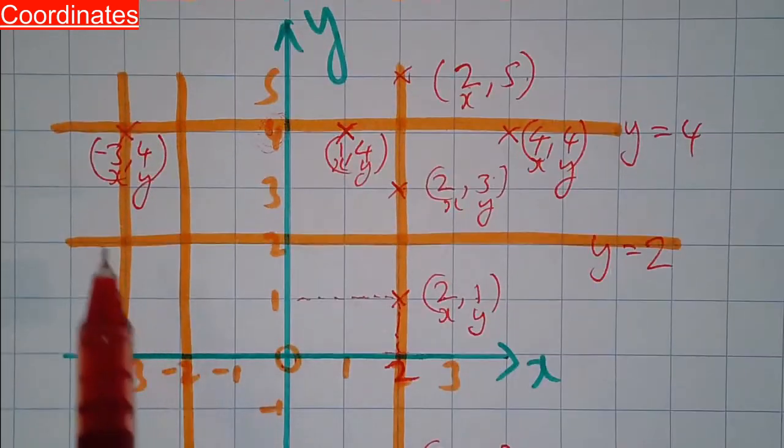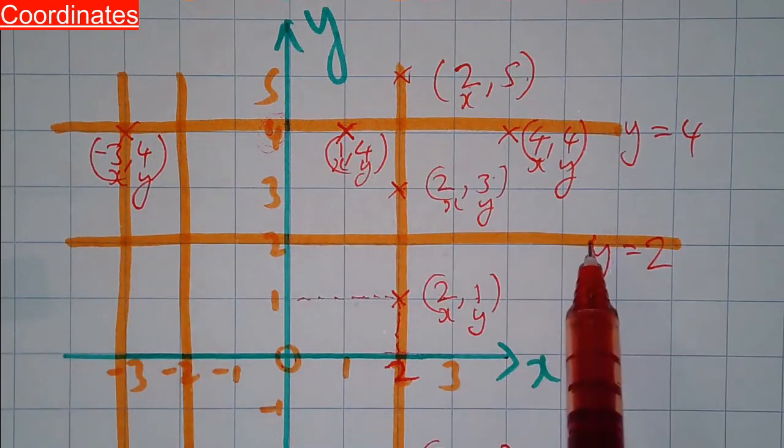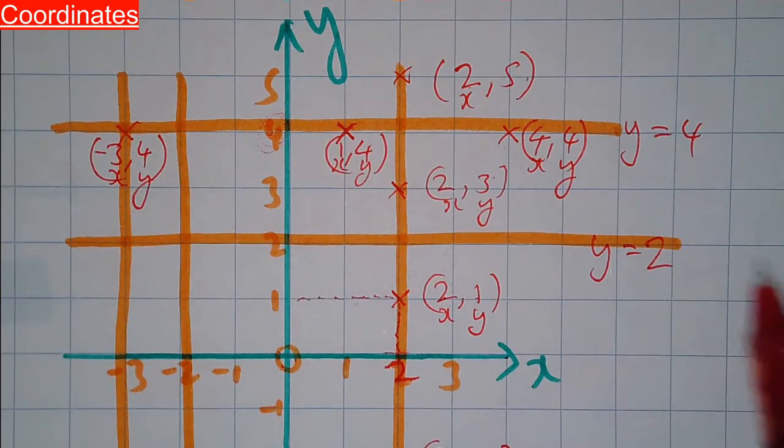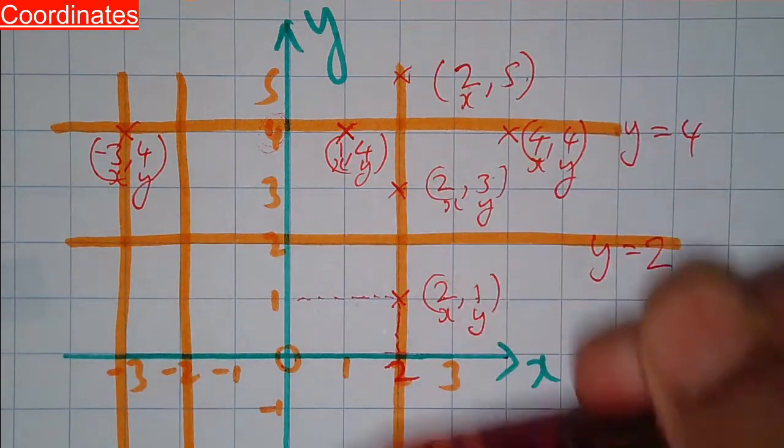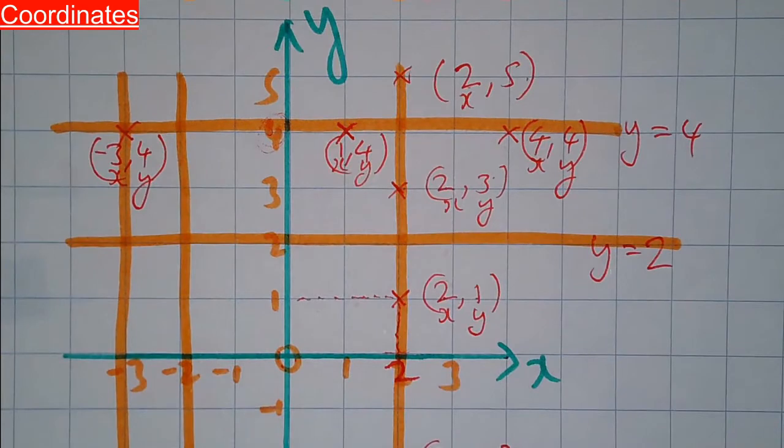You just need to remember that the horizontal lines are y equals whatever number they cross through on the y-axis. And the vertical lines are called x equals whatever number they're crossing on the x-axis.